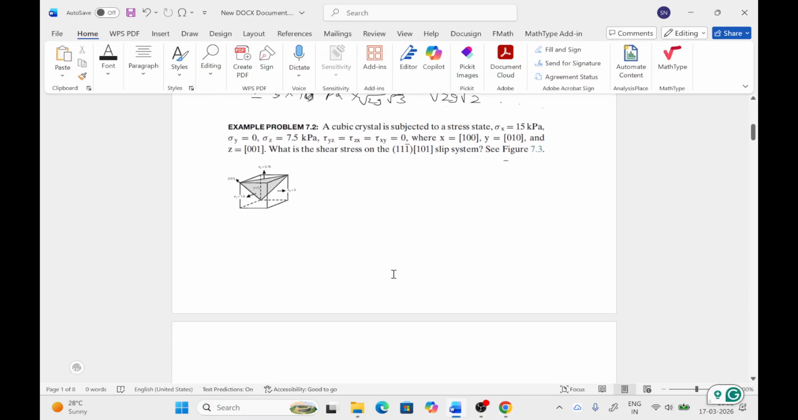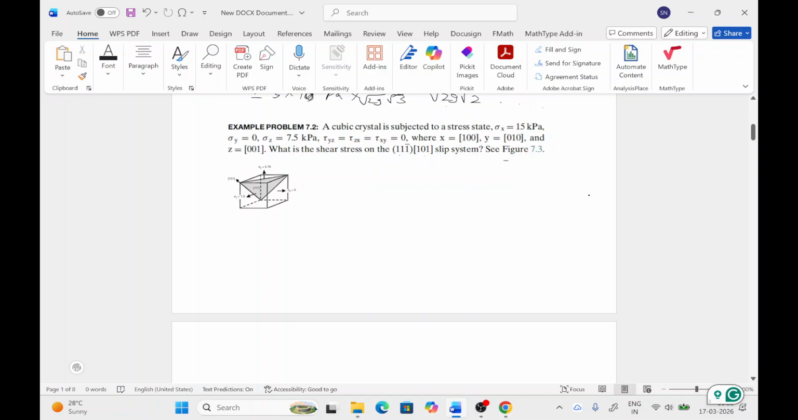So the next question says a cubic crystal is subjected to a stress state sigma x 15 kPa, sigma y 0, sigma z 7.5 kPa, and all shear stresses are 0, where x is 100 direction, y is 010 direction, and z is 001 direction. What is the shear stress on the 11 bar 1 plane, 101 slip system?